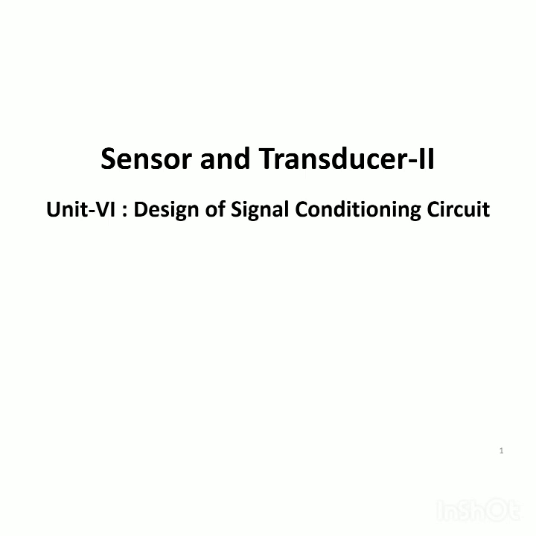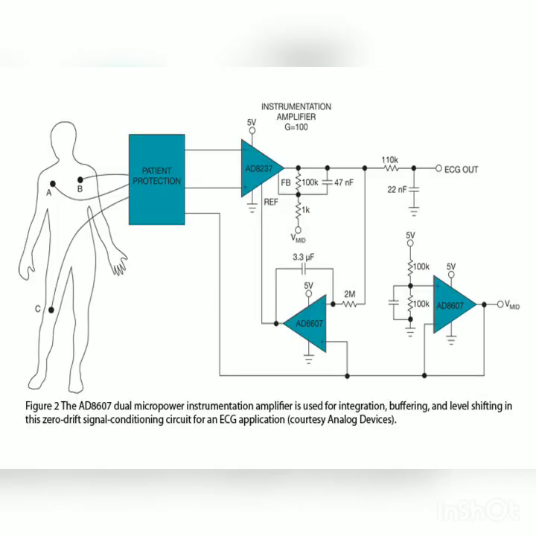Hello friends, we will now start with the last unit of the subject Sensors and Transducers II, that is the design of the signal conditioning circuit. The diagram shows a typical example of a signal conditioning circuit which is required in the case of a human being when we have to record the electrocardiograph, that is the ECG.